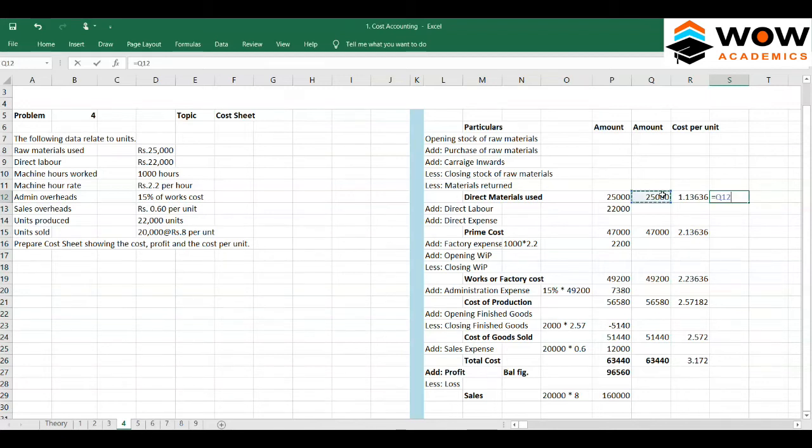It is this number. So how did we compute? This is 25,000 divided by 22,000, right? So that's how we found that. And here it is 47,000. Here it is 49,200.